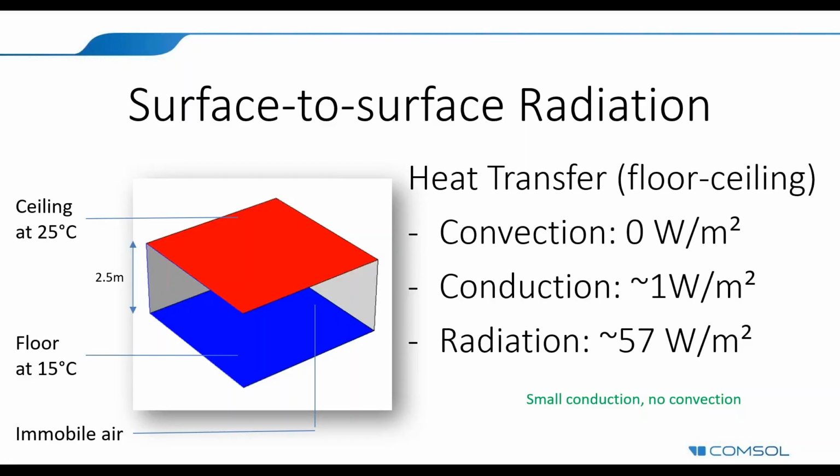And the radiation, if we assume a surface emissivity close to 1, is close to 60 watt per square meter. So this is a case where we don't have any extreme temperature. We just have small convection and conduction. For this reason, the radiation takes over. And if you want to estimate the loss of energy efficiency of a building with a room with this kind of configuration, you really need to account for radiation.